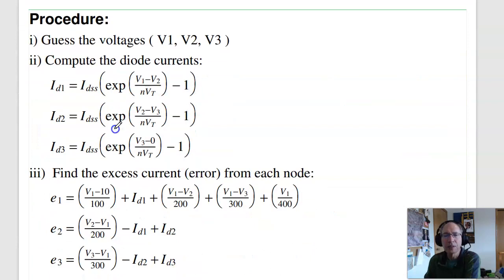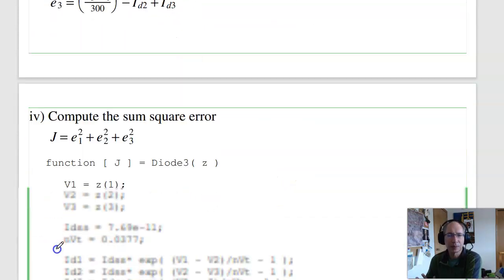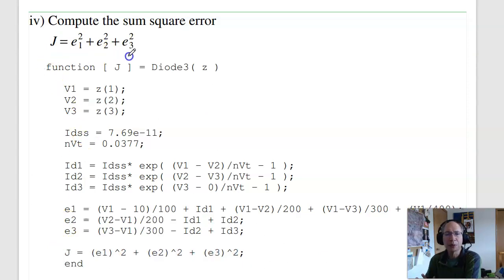To solve, again, these are nonlinear equations. I have this set of equations and these equal 0. To solve, what I'm going to do, I'm going to guess V1, V2, and V3. Once I know the voltages, I can find the currents. I can then sum all these to 0. If I guess the voltage is right, they'll add to 0. If I'm wrong, it'll be non-zero. Call that E1, E2, E3. Now return the sum squared error and minimize J. The solution that makes J equal to 0 is the correct answer.